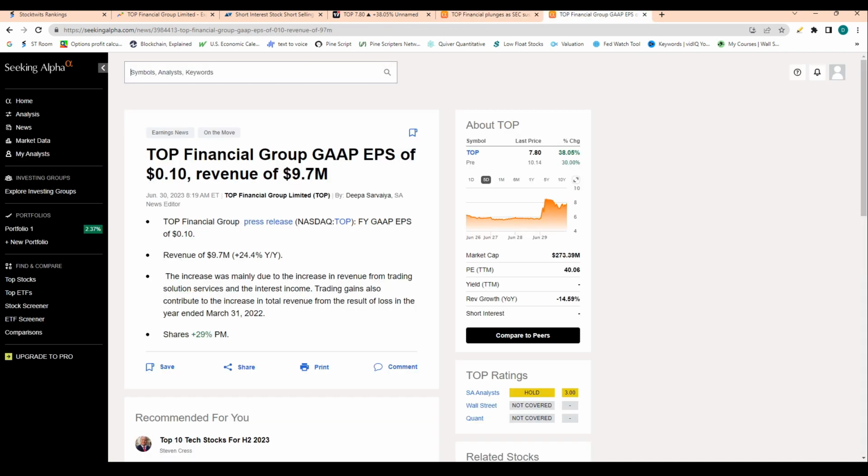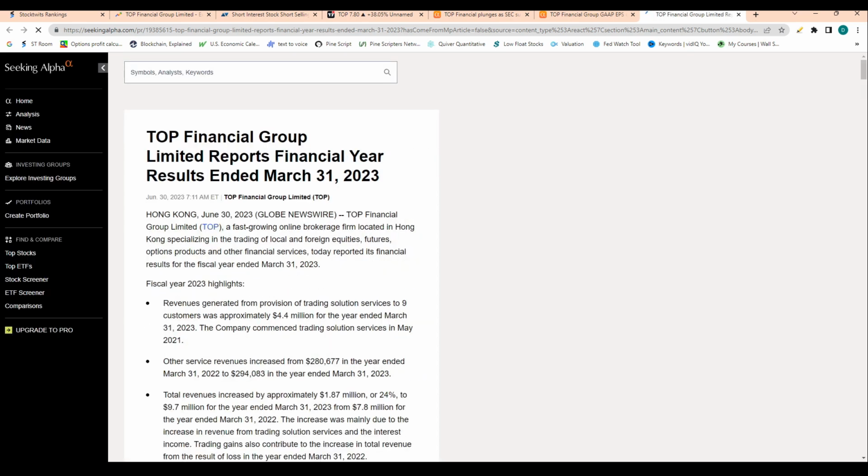And then here's kind of the bullish news for shares, why shares are up so much this morning. We saw the company report positive EPS of 10 cents for the quarter. And then we also saw revenue of $9.7 million, which is up 24% for the year. So good sign there. I love to see that the financials are improving for shares. Definitely always want to look at that and see that.